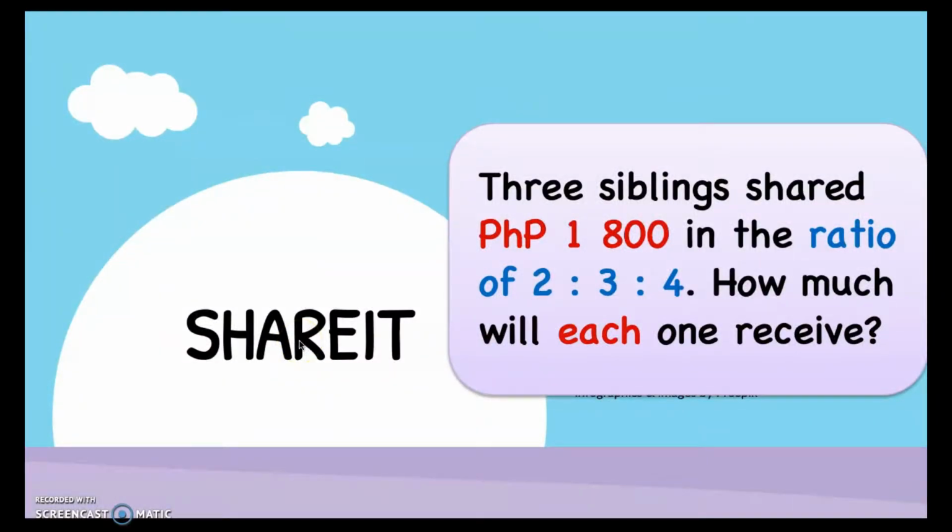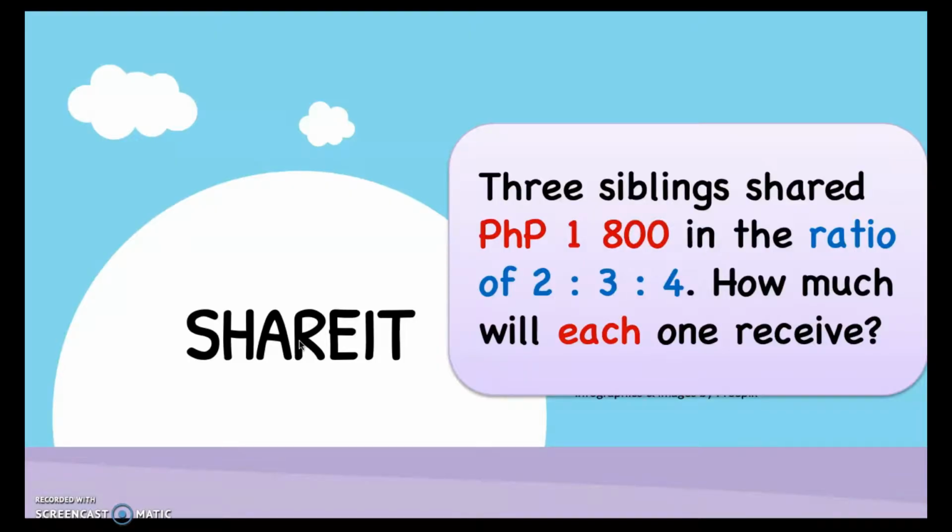Good day everyone, let's start our topic with the story problem, Share It. 3 siblings shared 1,800 in the ratio of 2:3:4. How much will each one receive?